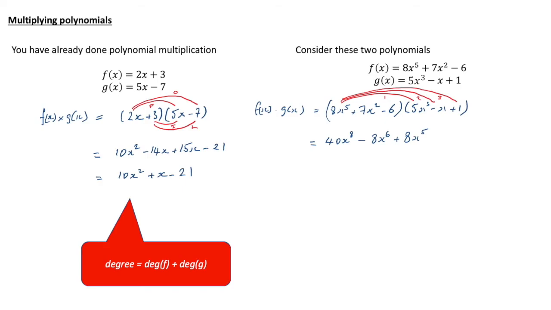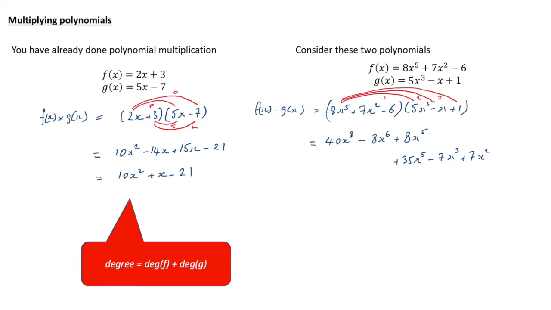And now I'm going to do the same job for plus 7x squared. And I'm going to line them up as I go so that when I have to add all these up at the end, that makes it an easier job for me. So 7x squared times 5x cubed is 35x to the power of 5. 7x squared times minus x is minus 7x cubed. And 7x squared times 1 is 7x squared.